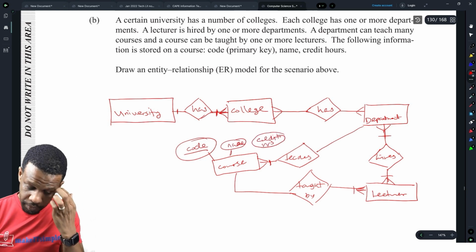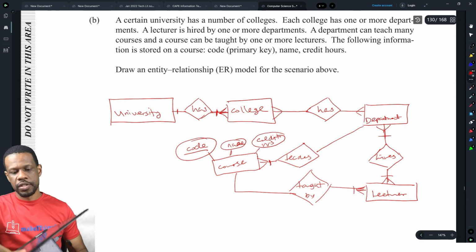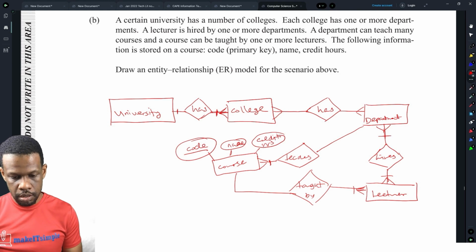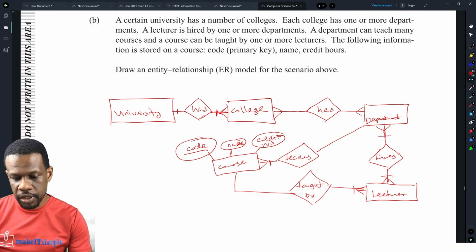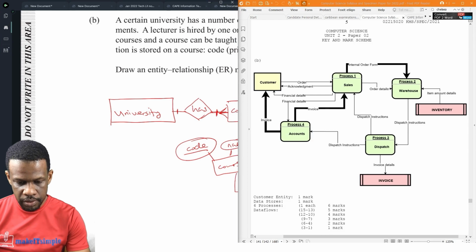Alright. I see no further issues. Maybe I missed out something. Let's check the answers and see. I hope they didn't do us like they did the data flow diagram. Alright, so for a feasibility question, you want to check technical feasibility, economic feasibility, legal feasibility, operational. Yeah, all those answers we had there, so those 3 marks should be okay.